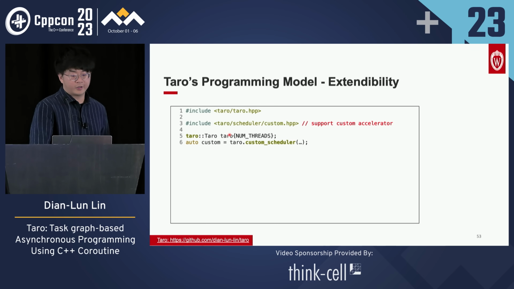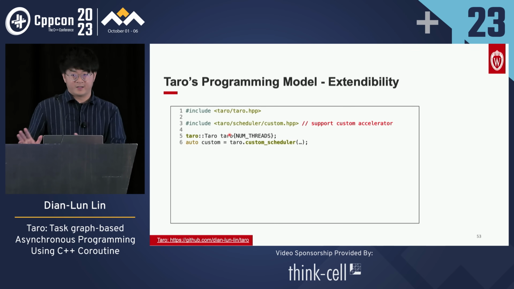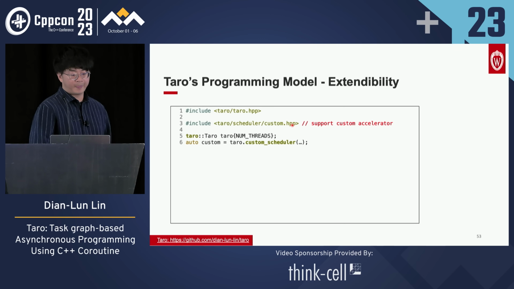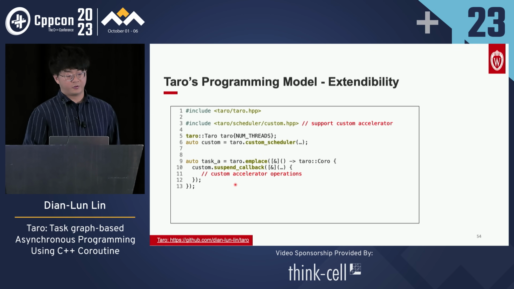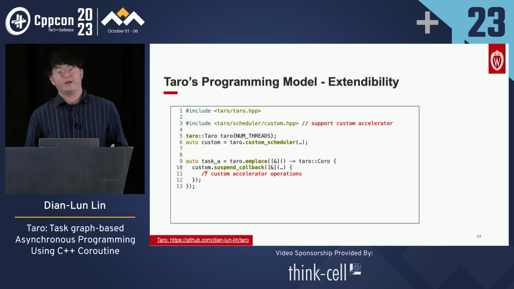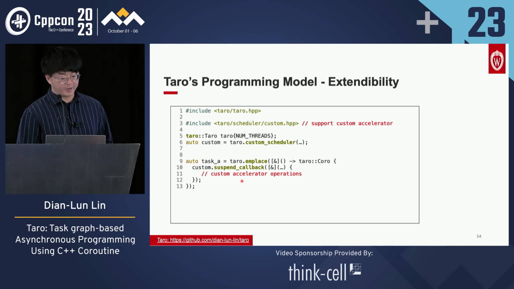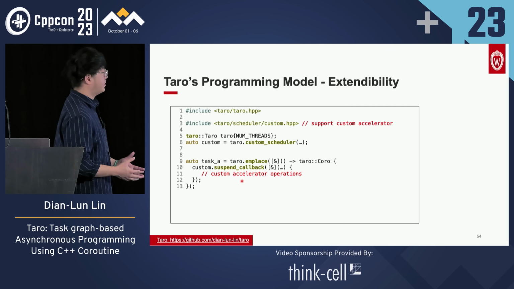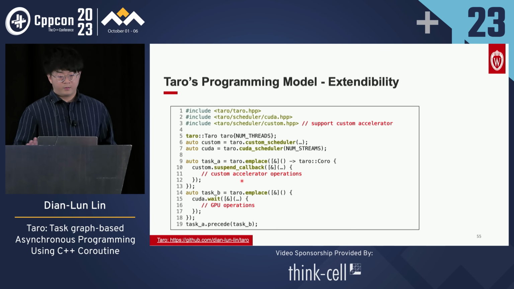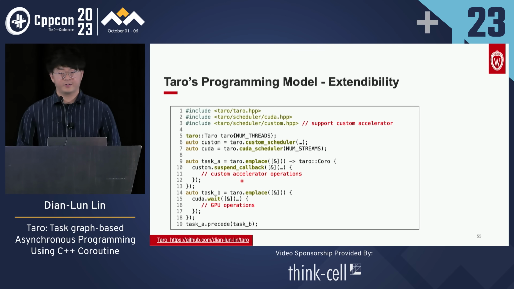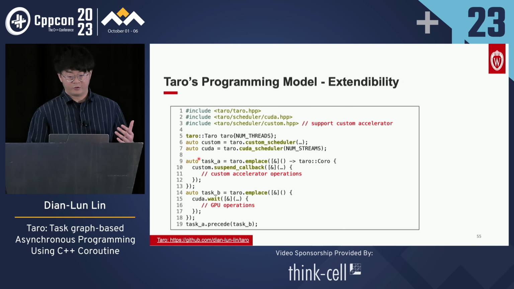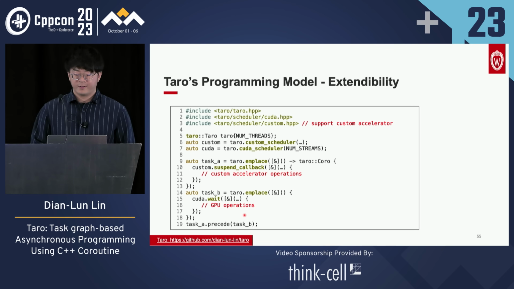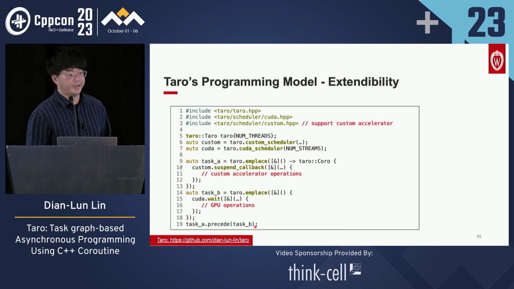For example, in the future, I can support a custom scheduler and custom accelerator by writing a custom.hpp. Here I can just change the name from CUDA to custom, and you can do exactly the same thing. If you implement a callback mechanism, you can use suspend callback, and inside this lambda, you can offload whatever custom accelerator operations you want. Maybe in the future, I can do hybrid. I'm not sure if a compiler can do this, but if I also want to use the GPU, I can declare a CUDA scheduler, and here I can offload GPU kernels in task B. And after that, I can still define a dependency between task A and task B.